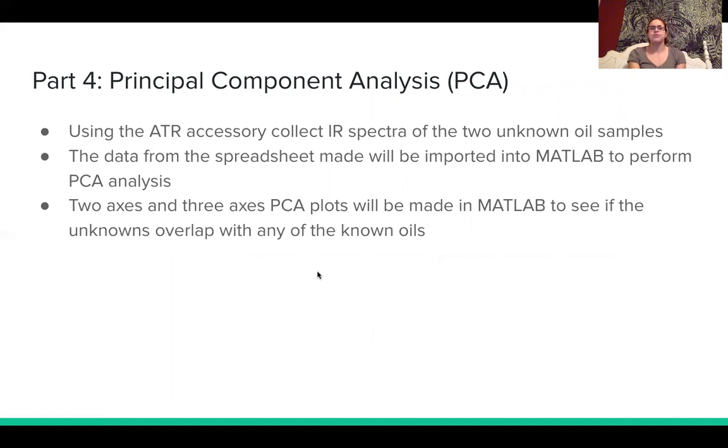This part 4 is the principal component analysis, and you will first use the ATR accessory to collect IR spectra of the 2 unknown samples, and you will add the peak information into the spreadsheet. And the reason this spreadsheet is important is because the data from the spreadsheet will be imported into MATLAB to perform the PCA analysis. You will make 2-axis and 3-axis PCA plots in MATLAB to see if the unknowns overlap with any of the known oils.